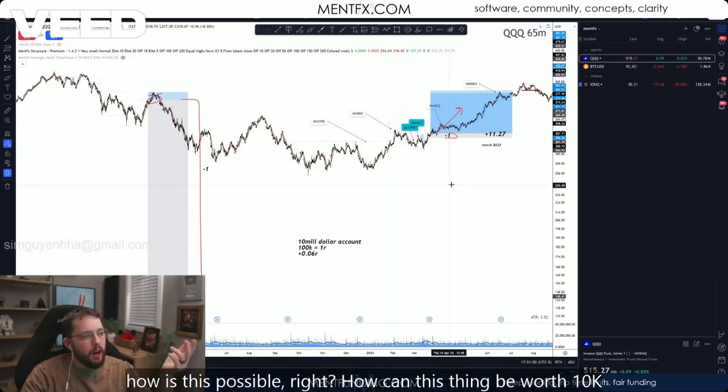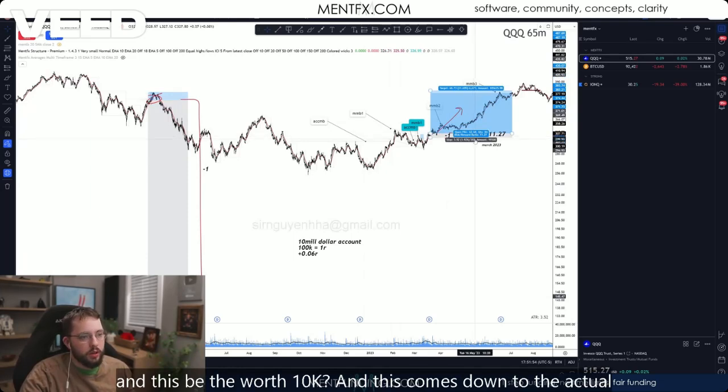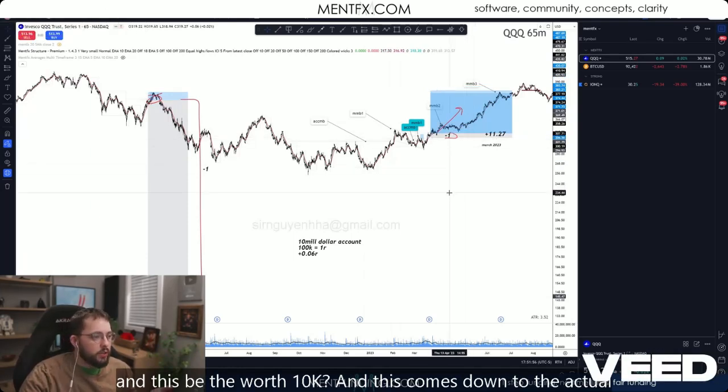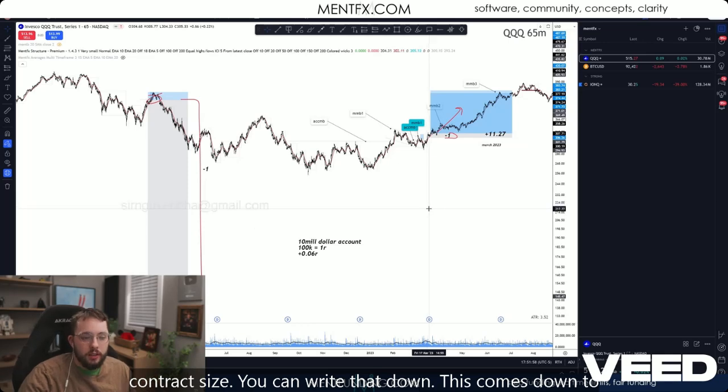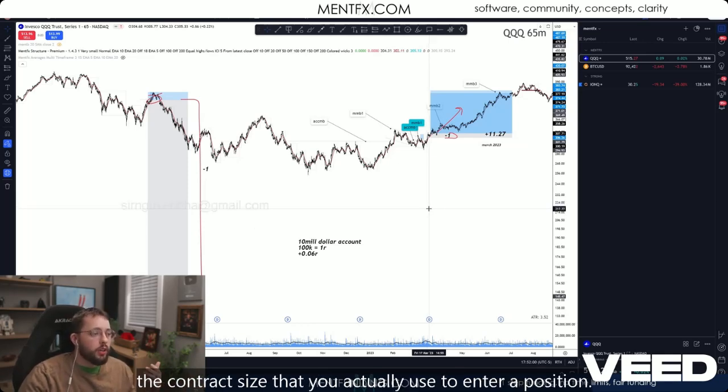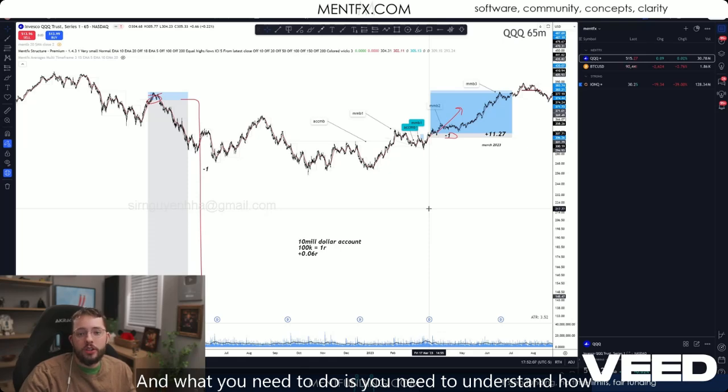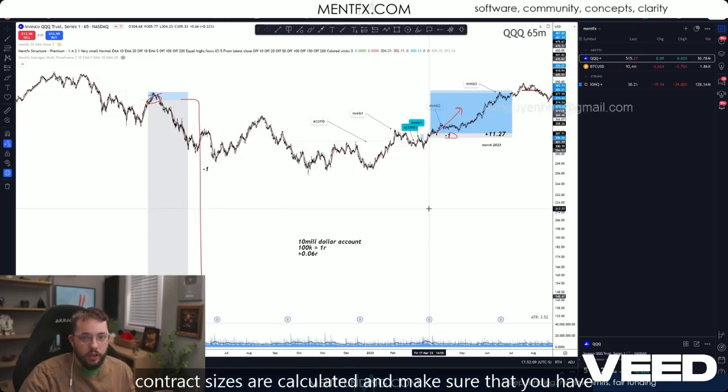Now, again, how is this possible, right? How can this thing be worth 10K and this be worth 10K? And this comes down to the actual contract size. You can write that down. This comes down to the contract size that you actually use to enter a position. And what you need to do is you need to understand how contract sizes are calculated and make sure that you have enough buying power. This is all stuff we'll talk about in a second.